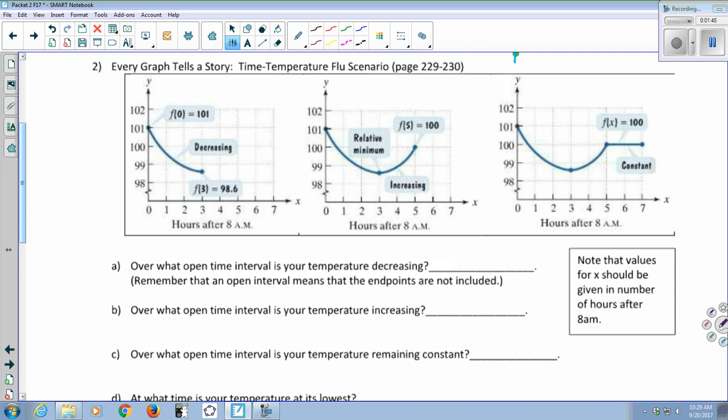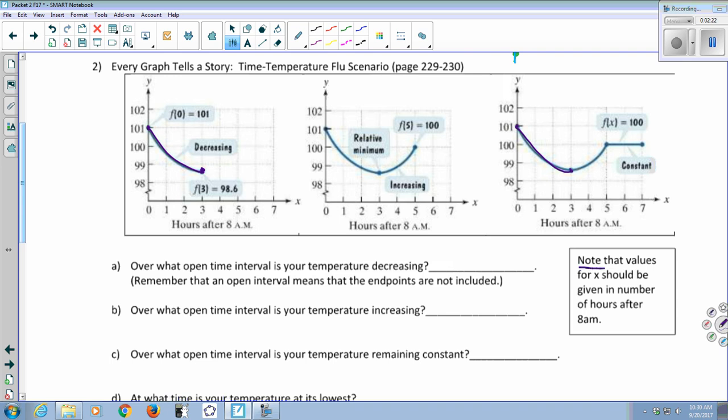Okay, so we're looking for when the temperature is decreasing, and that happens from this point here to this point here. The graph is heading downhill, right? If you want to look at the whole time scenario from here to here, that's from 0 to 3. And if we're talking hours after 8 a.m., 0 would be 8 a.m., and 3 hours later is 11 a.m.